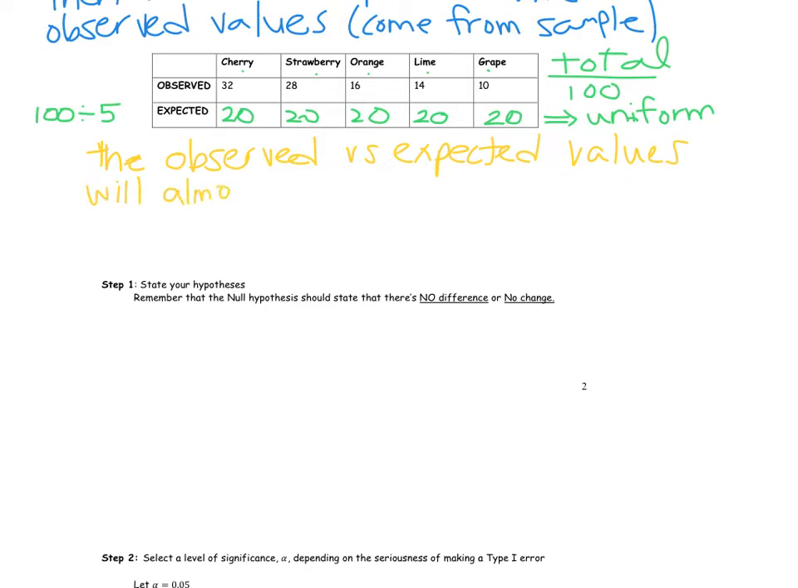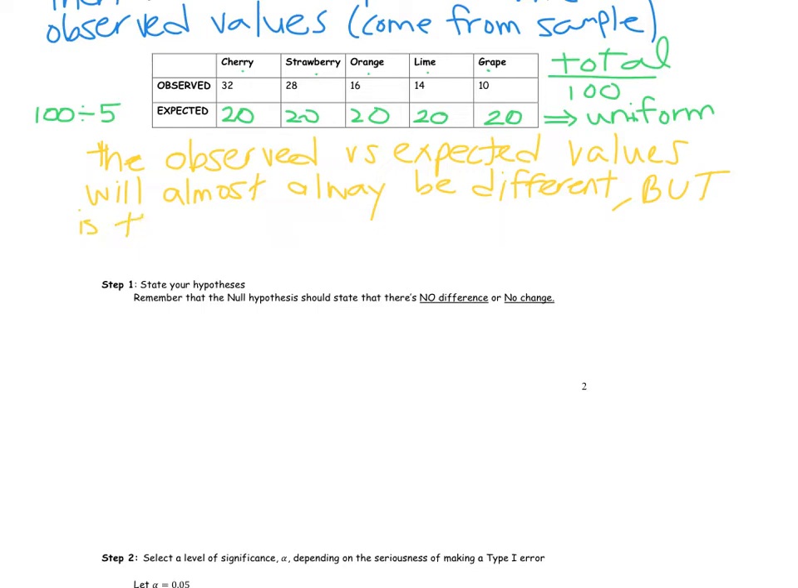I'll say almost always. But we want to know, is it significantly different enough where we could say, hey, something else is going on. These are not the same distributions.